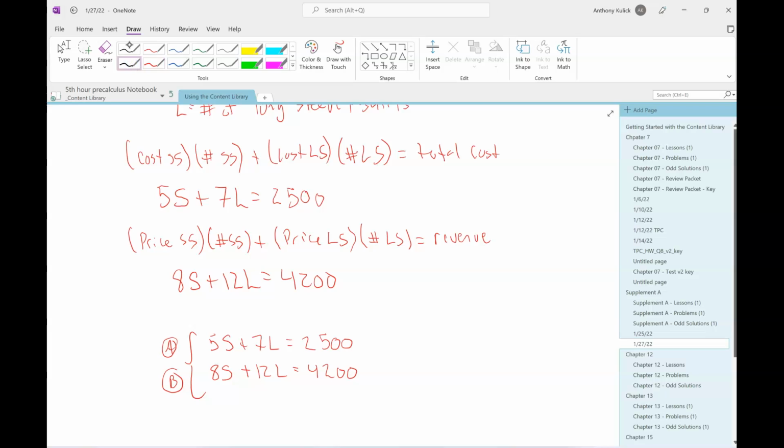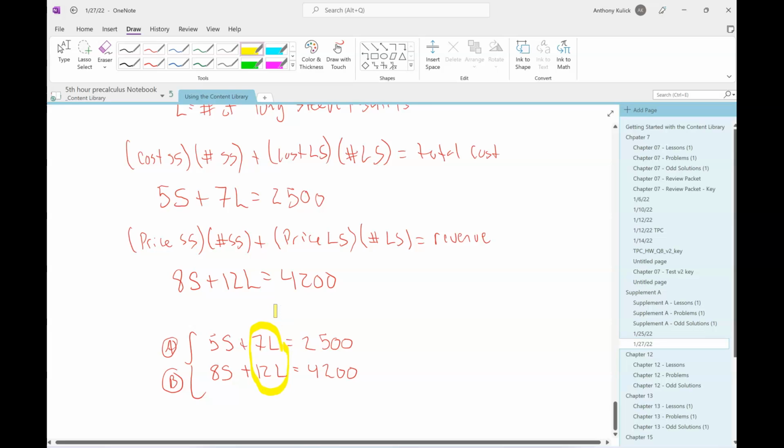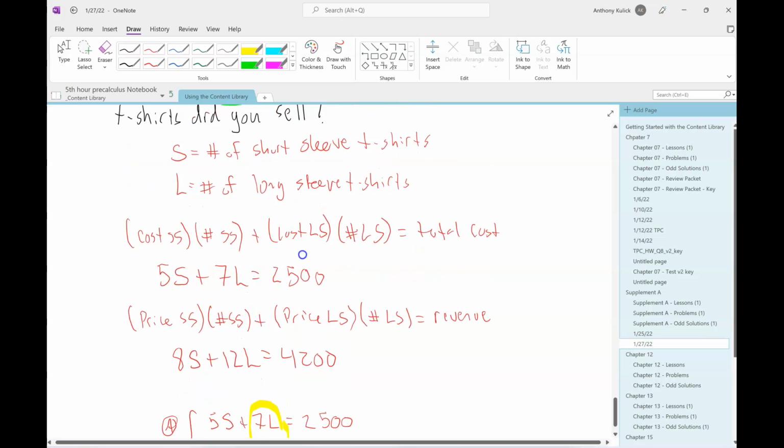So next up, I need to choose a variable to eliminate. Now it doesn't really matter here, but we can make our life a little bit simpler depending on which variable we choose to eliminate. Which variable would we want to eliminate here to make our life the easiest? We'd want to eliminate the L's. Why, though? It seems like either way I do it, I'm going to have to multiply both equations. Why is the L the easier one, Mr. Kulik?